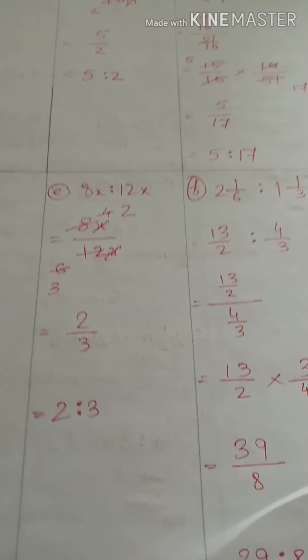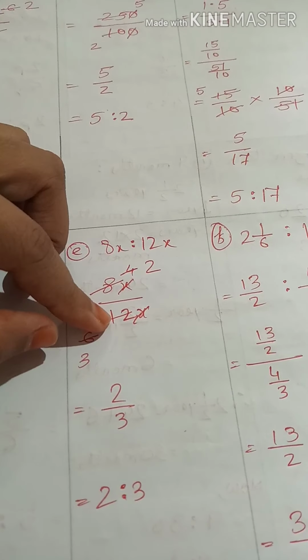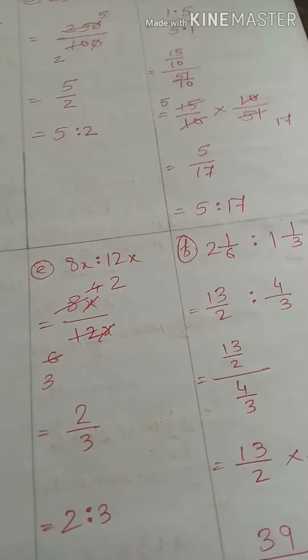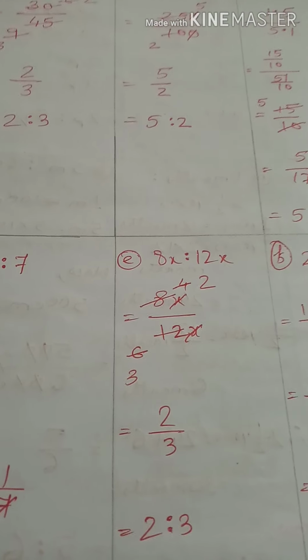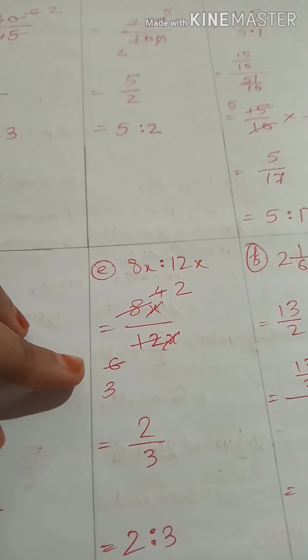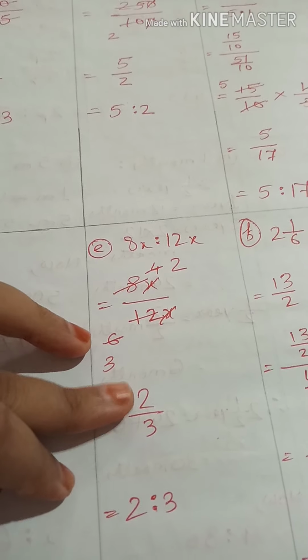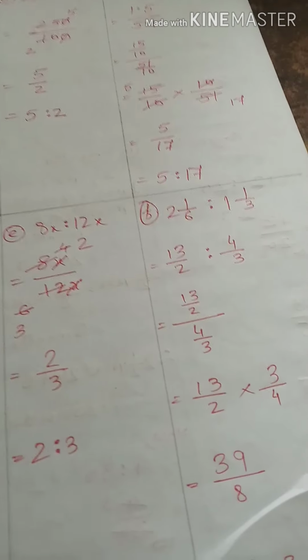Now number E, you see 8x is to 12x equals 8x by 12x. Now x and x you can cancel, and 8 and 12 you can cancel with the help of 2. 2 4s are 8, 2 6s are 12. Again 4 and 6 you can cancel with the help of 2 again. 2 2s are 4, 2 3s are 6. So our final answer is 2 by 3, which becomes 2 is to 3.